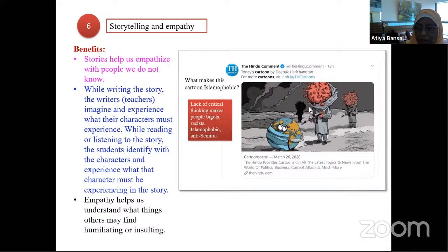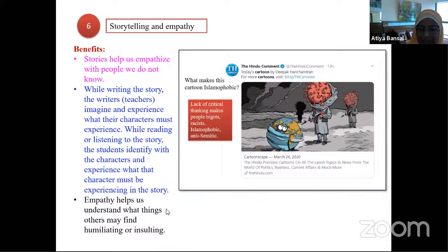Like if it is an Islamophobic cartoon, it'll be a good idea to tell them some stories about Muslims. So the students don't feel that just by putting on these clothes, you become bad. Clothes have nothing to do with somebody becoming good or bad. While writing the story, the writers or teachers imagine and experience what their characters must experience. So while reading or listening to the story, the students identify with the characters and experience what that character must be experiencing in the story. So this is how we communicate compassion.